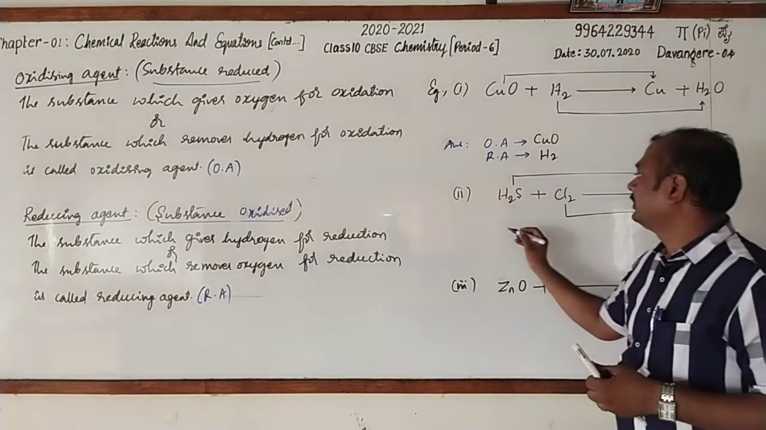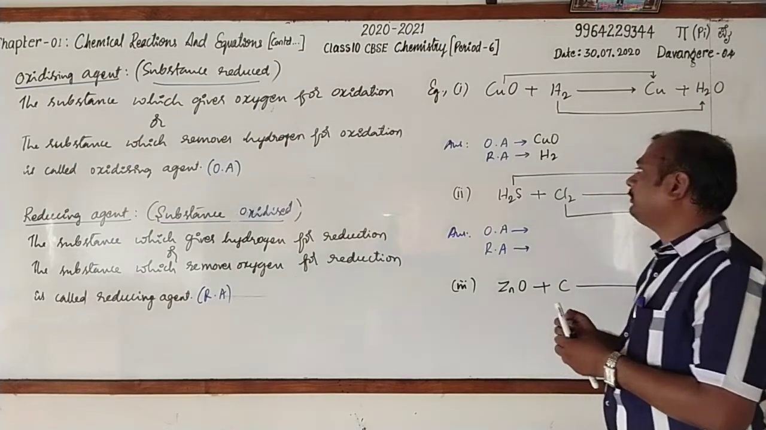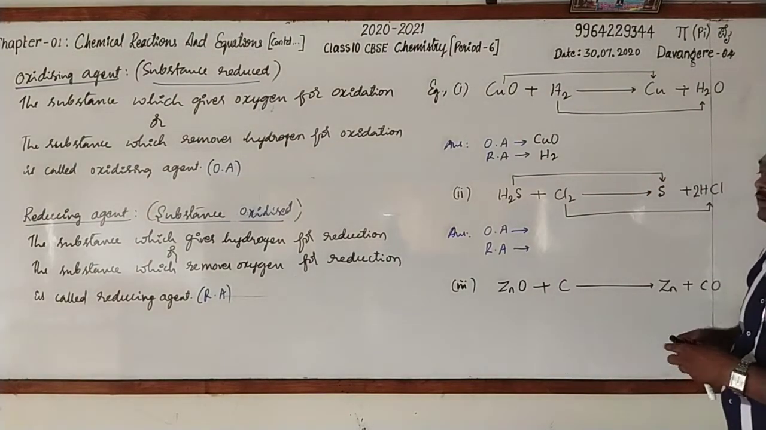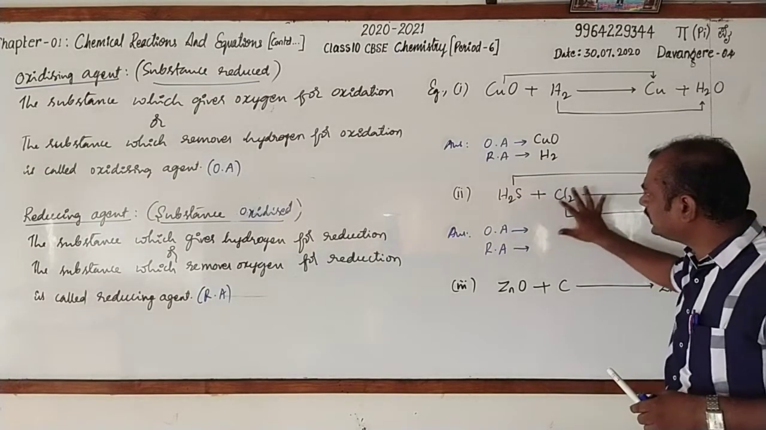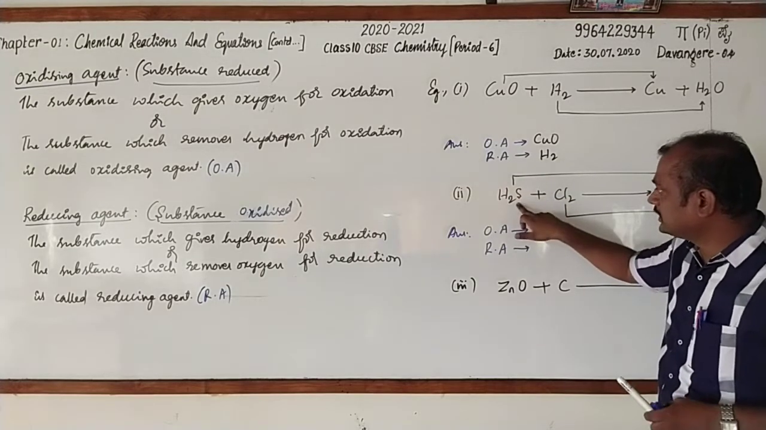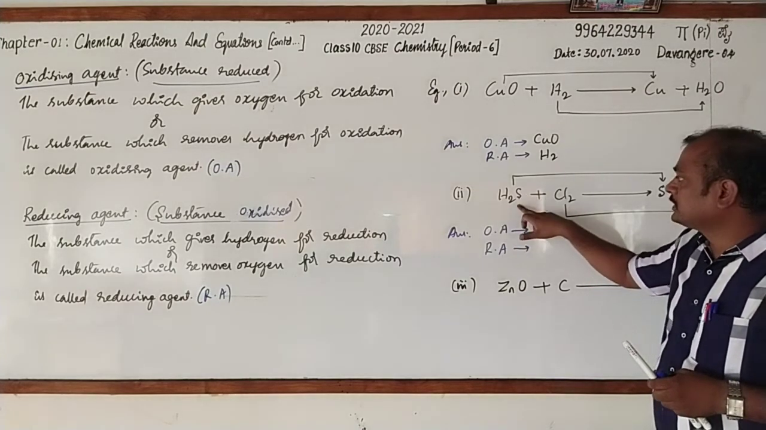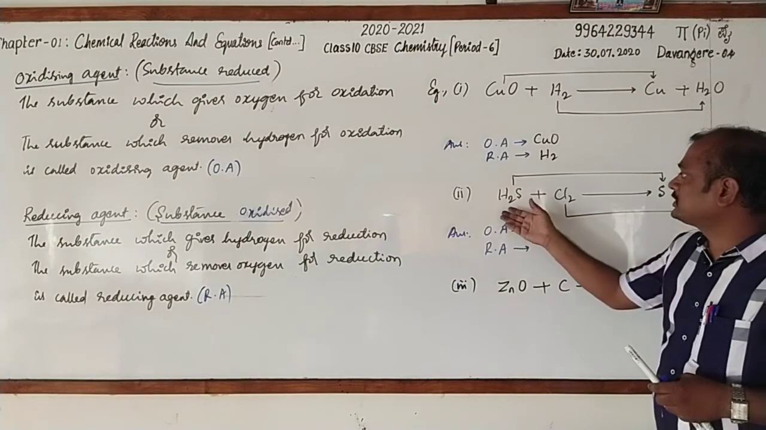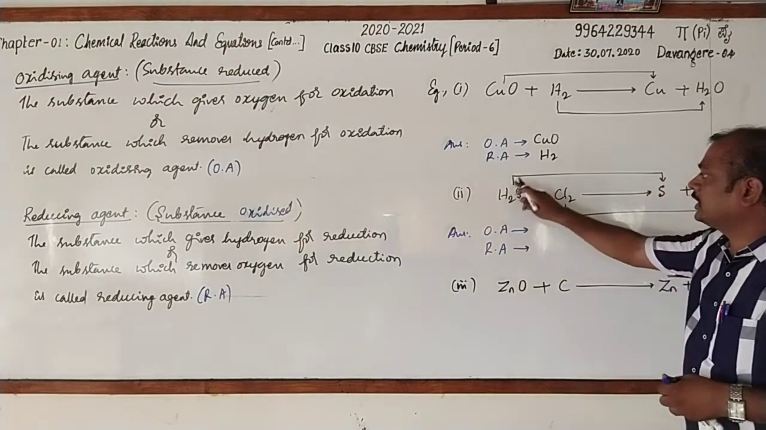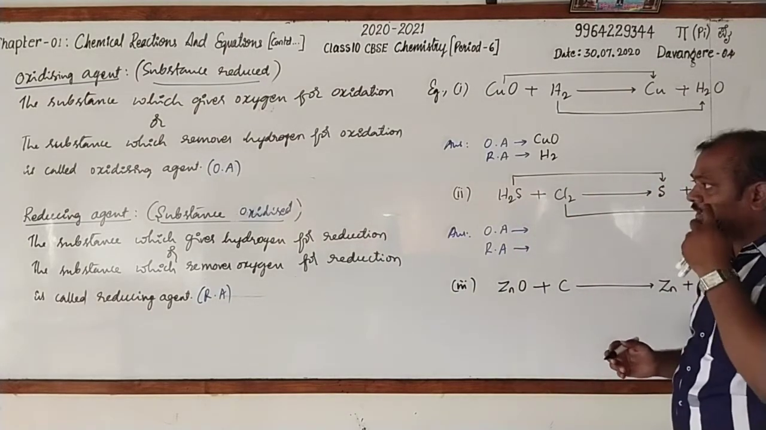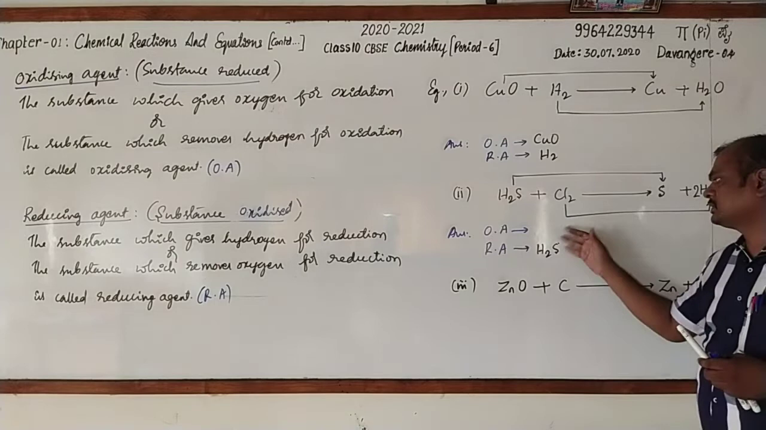Whereas, observe, in the second one, the oxidizing agent and reducing agent. Please keep observing them. Here hydrogen sulfide reacts with chlorine gas to form sulfur and hydrogen chloride. Consider only the LHS part. See, H2S has hydrogen. So this is the chemical substance which is ready to give hydrogen for reduction. The substance which gives hydrogen for reduction is called reducing agent. So here, H2S. Clear? If hydrogen is there, it's very simple.